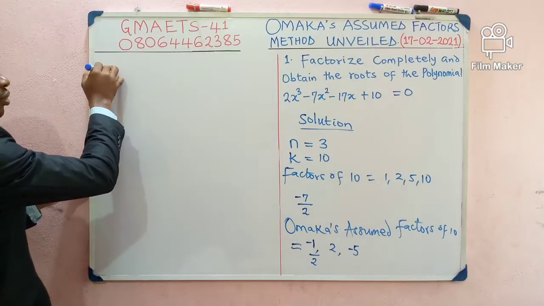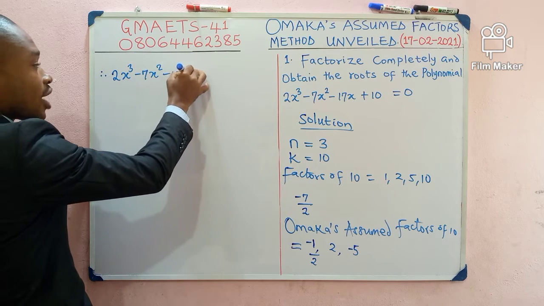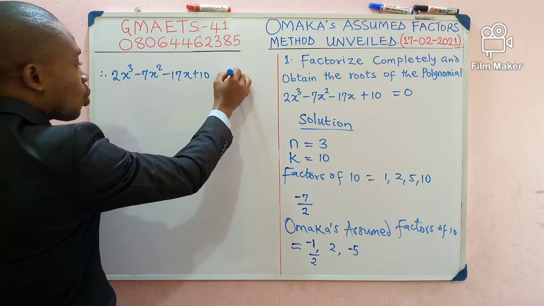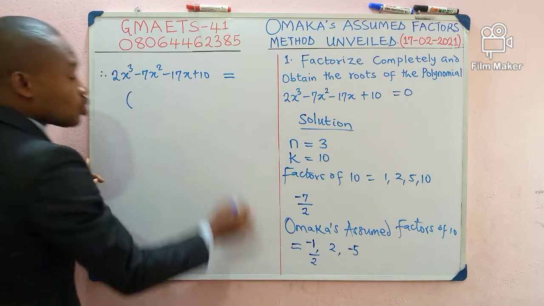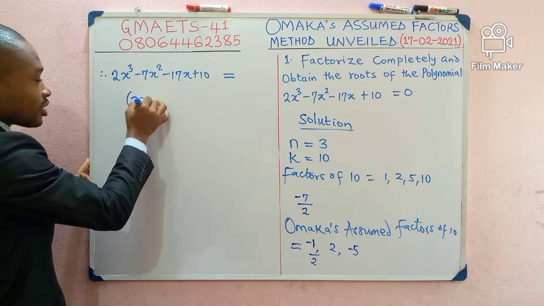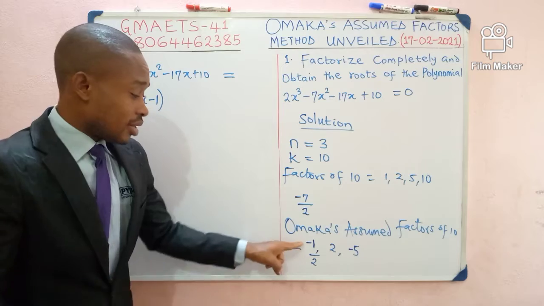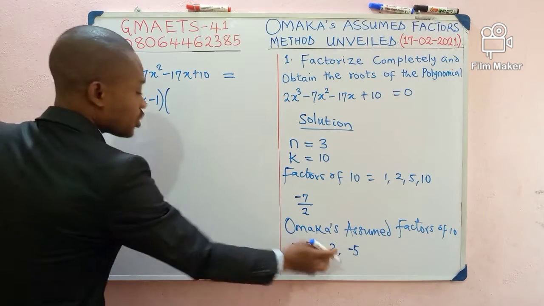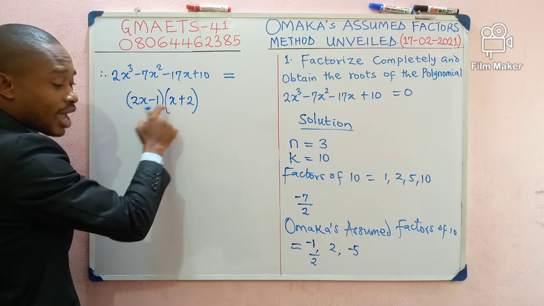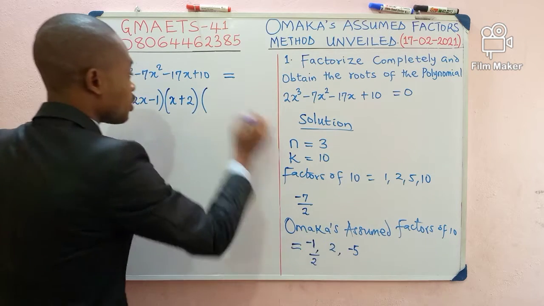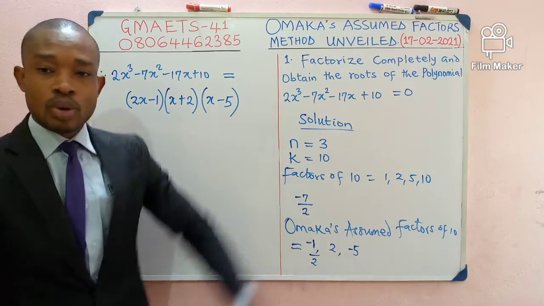We can now conclude. The polynomial 2x cubed minus 7x squared minus 17x plus 10 is equal to, open bracket, this is minus 1 over 2. So it's now going to be 2x minus 1, using the denominator to multiply the variable x, then minus 1. Then, going to the second term, it is going to be x plus 2. There is no denominator there, so it's straightforward, x plus 2. And then the last term is going to be what? x minus 5. These are the factors of this polynomial.